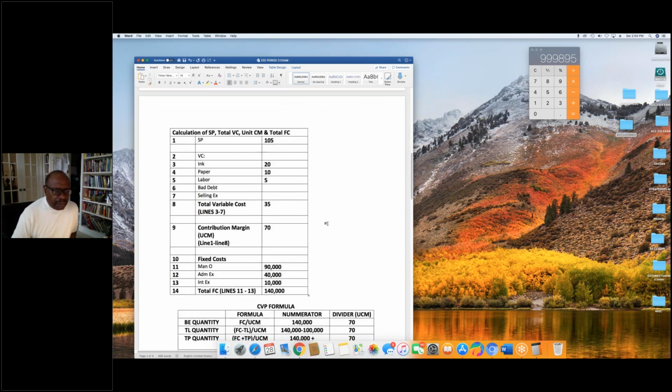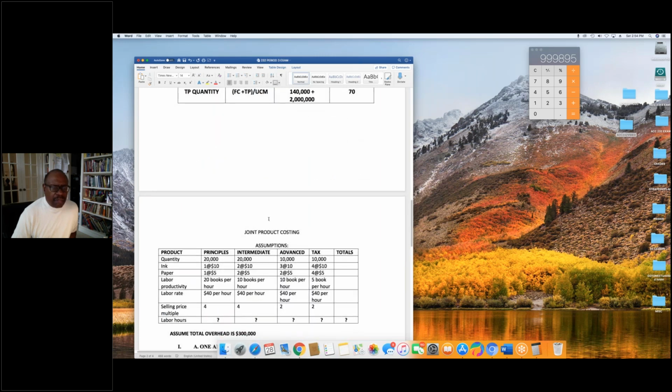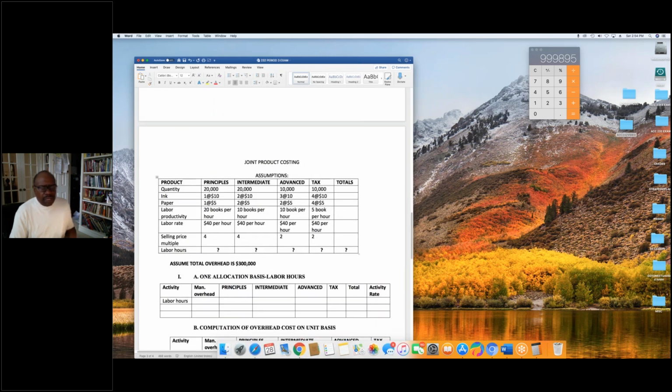Okay, let's move to the second problem that you'll be required to do, which is a problem on joint product costing. We're making 4 books: Principles, Intermediate, Advanced, and Tax. And here are our assumptions, our quantities: 20, 20, 10, and 10. Ink for each book, paper for each book, labor productivity, and the labor rate, which is $40 an hour. And then here are our selling price multiples.